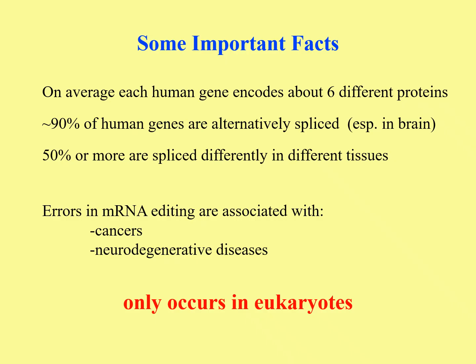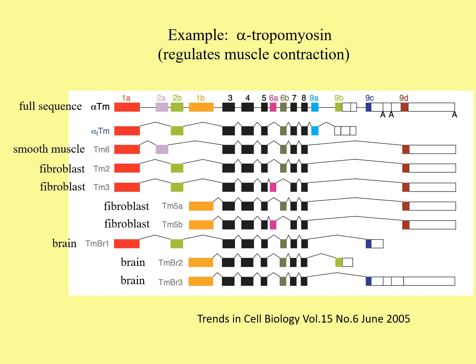This is a very important phenomenon to understand because errors in mRNA processing are associated with cancers and neurodegenerative diseases. This image is taken from a review article on a protein called tropomyosin.